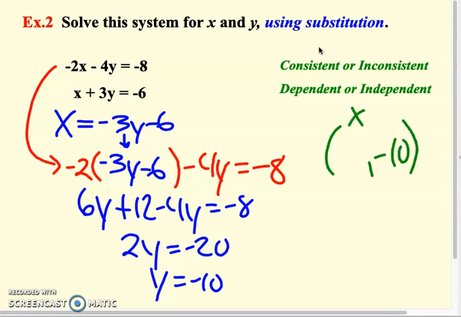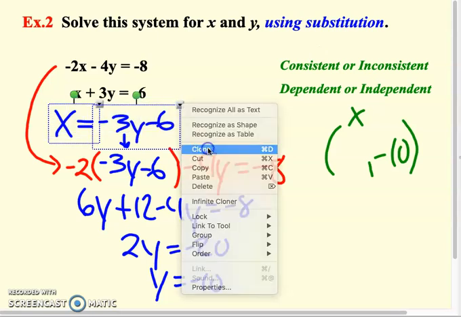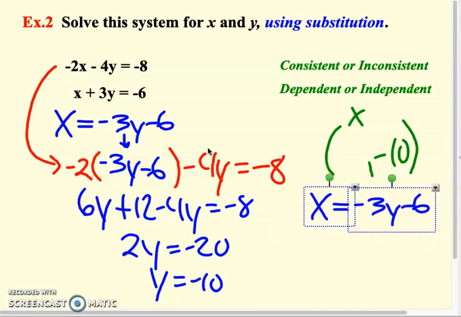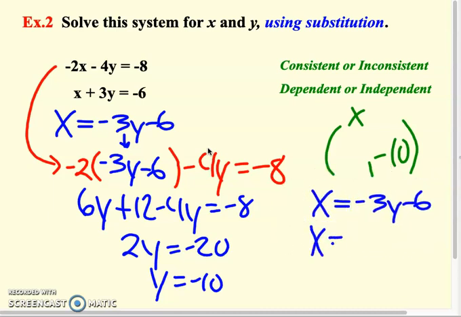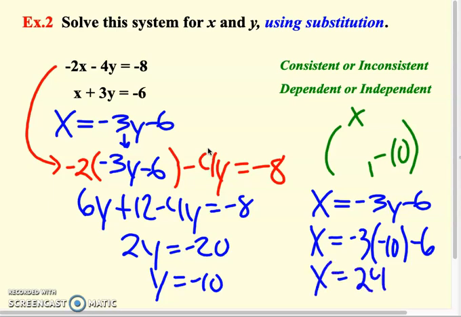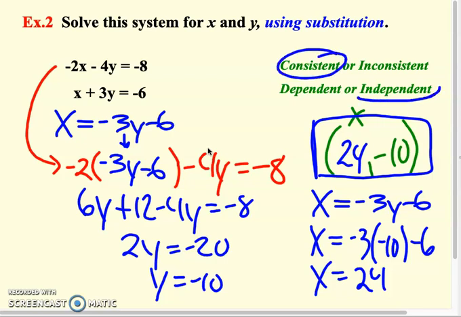We still need the x, but what's nice about doing this upfront step is that it gives me an expression that I can plug my y value into. So I'm going to use that equation real quick and plug it in. I get 30 plus 6, so x is equal to 24. Now there's a full solution. The fact that I got one solution means consistent, but my lines are two different lines, so independent. Just one more layer we can add on to the overall picture.